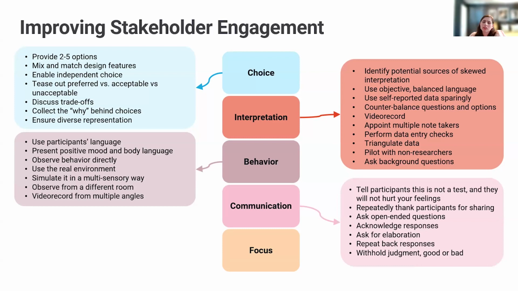Communication. So ultimately, communication is improved when participants feel able to share openly. Some things you can do is repeatedly assure participants that there are no right or wrong answers. They're not going to hurt your feelings, and you hear and acknowledge what they're saying. So this could be things like repeating back, asking for elaboration, thanking them for sharing, all without providing any sort of judgment, whether it's good or bad.